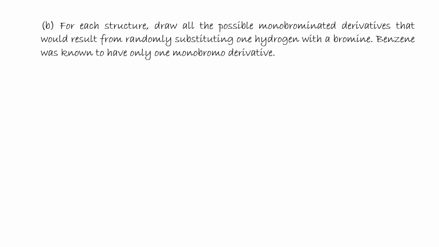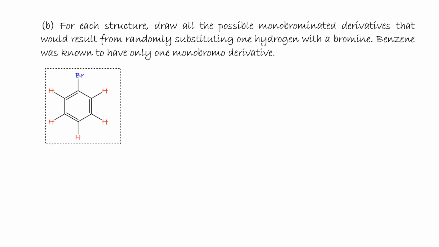For each structure, draw all the possible mono-brominated derivatives that would result from randomly substituting one hydrogen with a bromine. Benzene was known to have only one monobromo derivative. Yes, that's one. For this structure, it will be all the same. Okay.